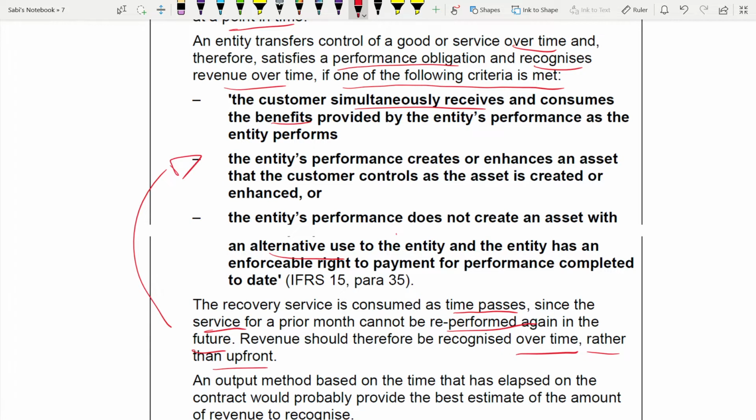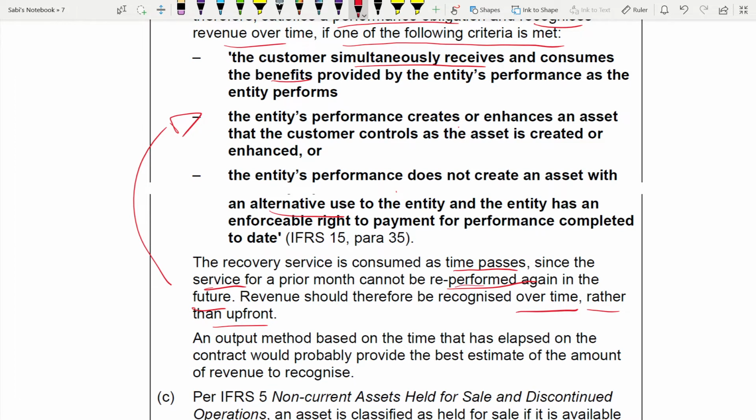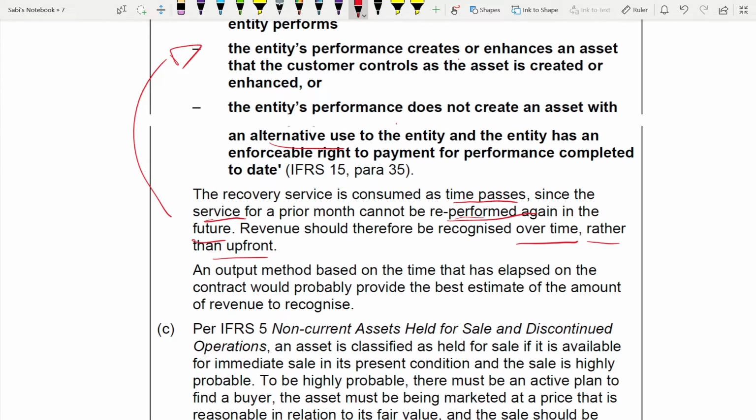Second, the entity creates or enhances an asset that the customer controls as the asset is created or enhanced. Let's say the customer is controlling an asset and you're performing some service, you are enhancing the performance of that asset every time, because it will not be the same every time. So the entity's performance can enhance an asset that the customer controls. That's why you cannot reperform it. Every time you'll be doing a different service to enhance it, the same service will not be given again. So that's why it has to be recognized over time.